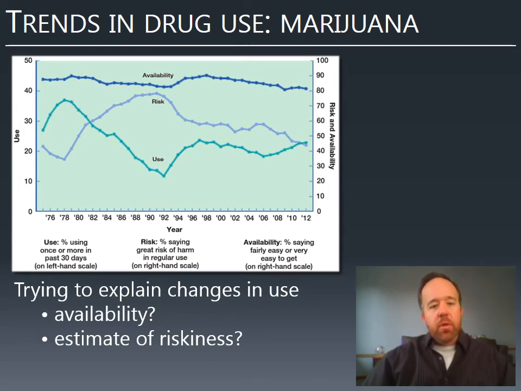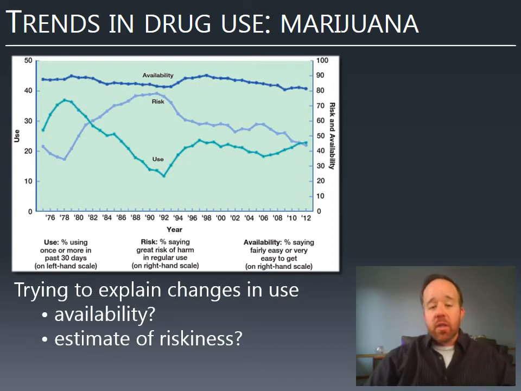However, people's perceived estimate of the risk of using marijuana has changed. And as you see, it matches fairly well the usage pattern. So when the risk is perceived as being low, as it was in the late 70s, usage goes up. When the risk is perceived as being high, as it was in the early 90s, usage goes down. So that's actually a pretty good explanation.